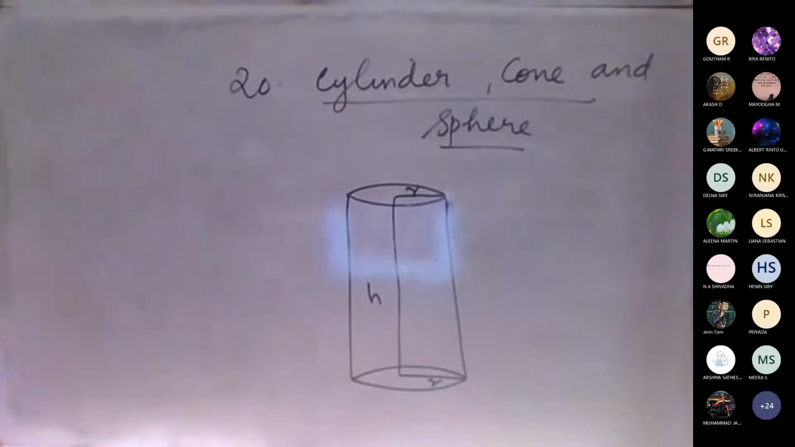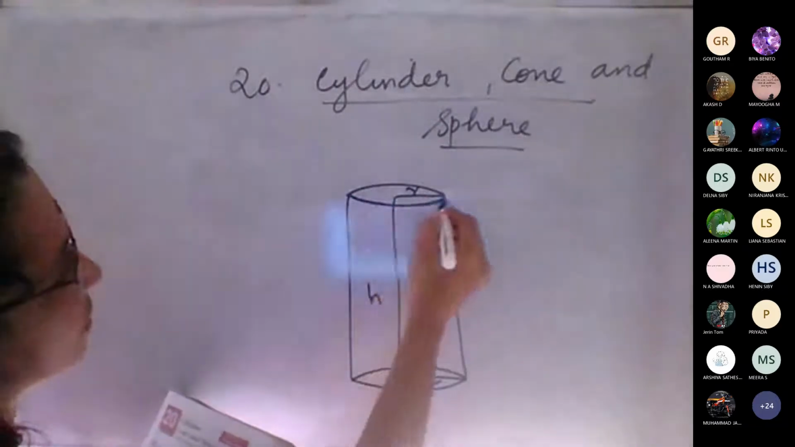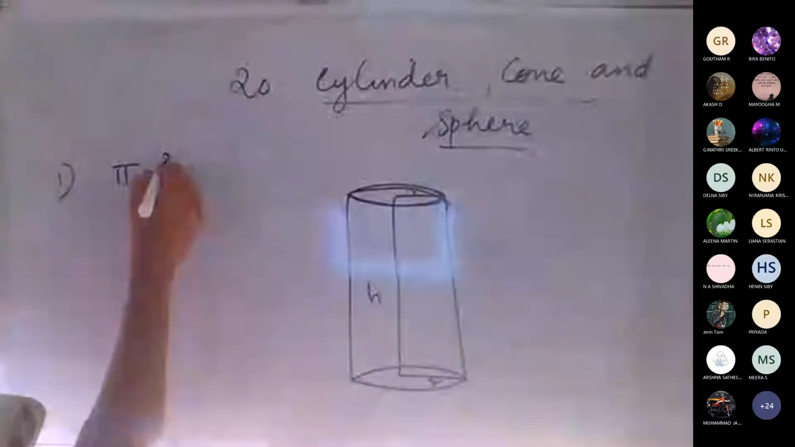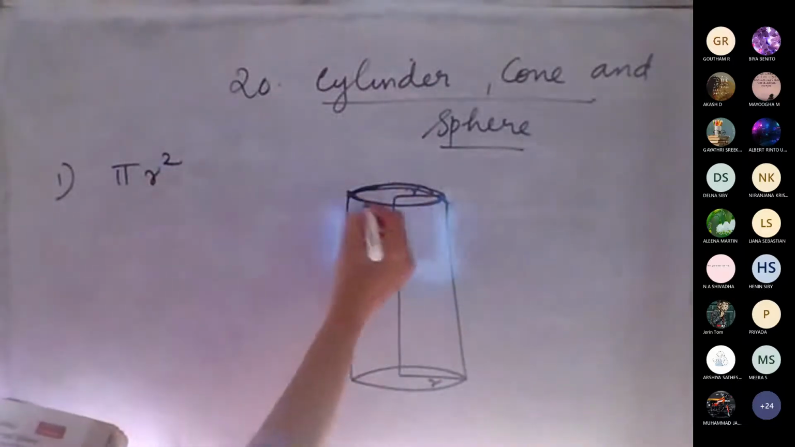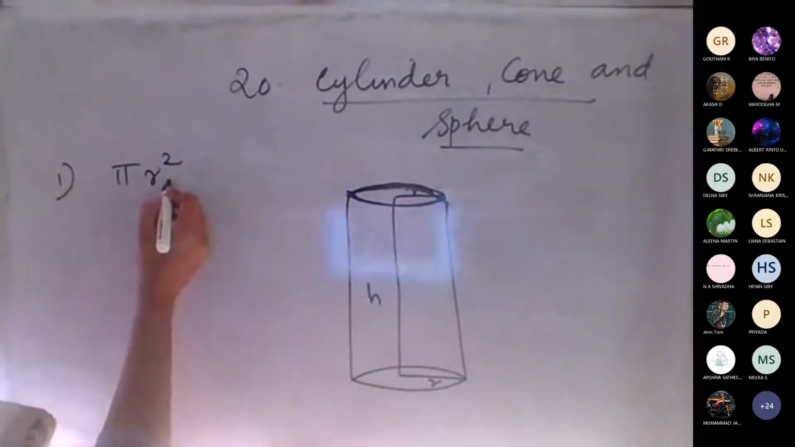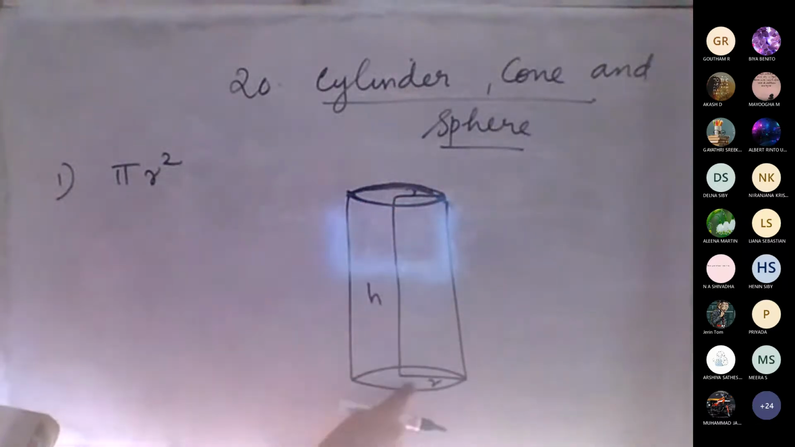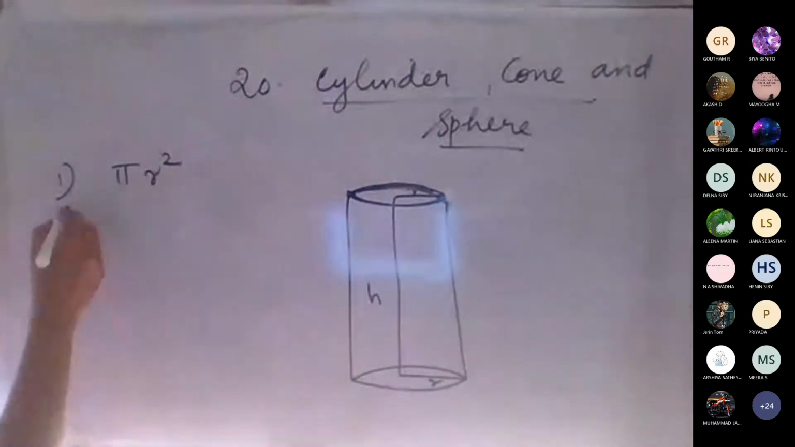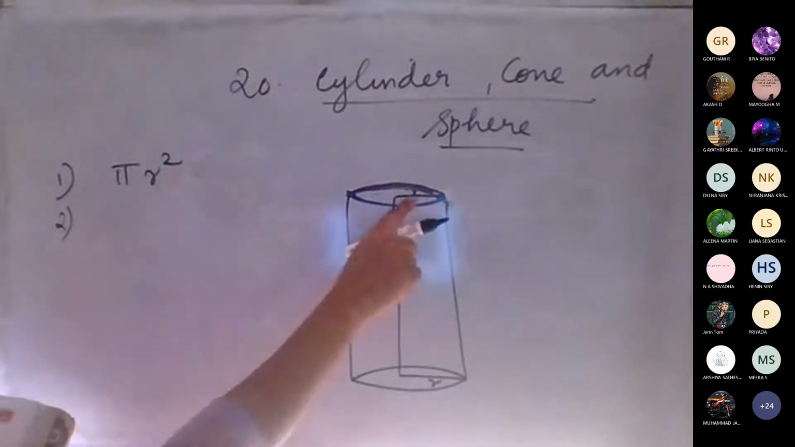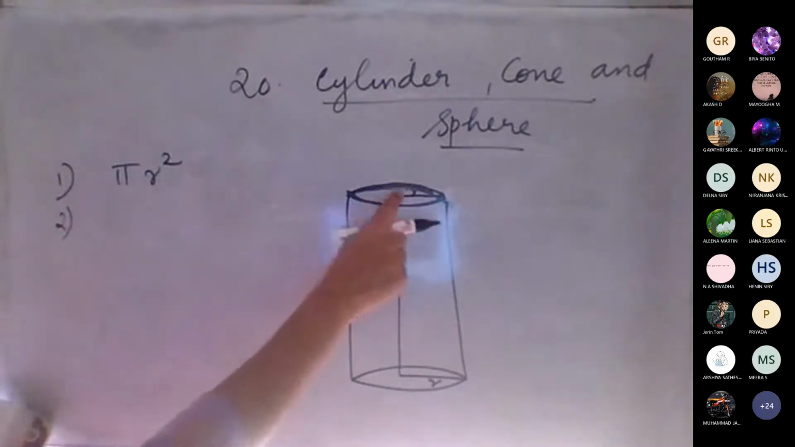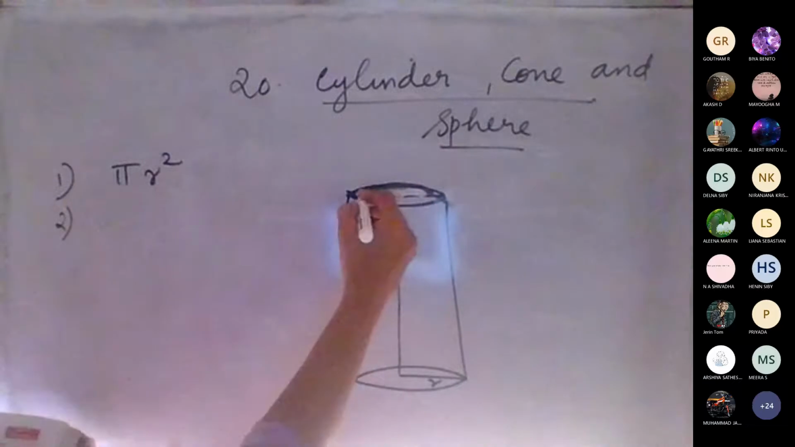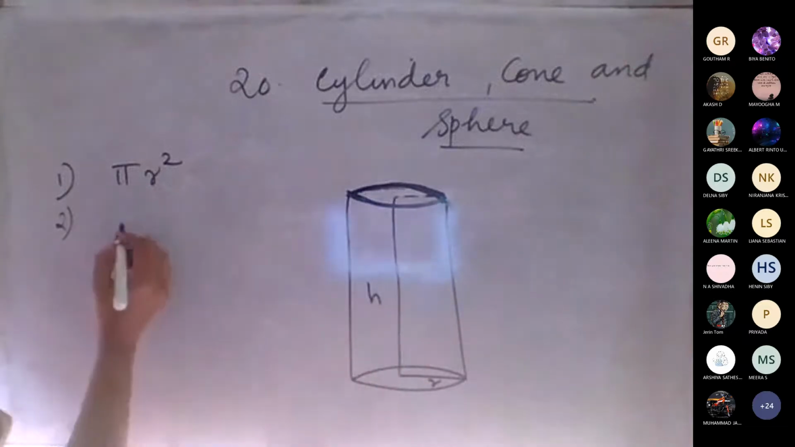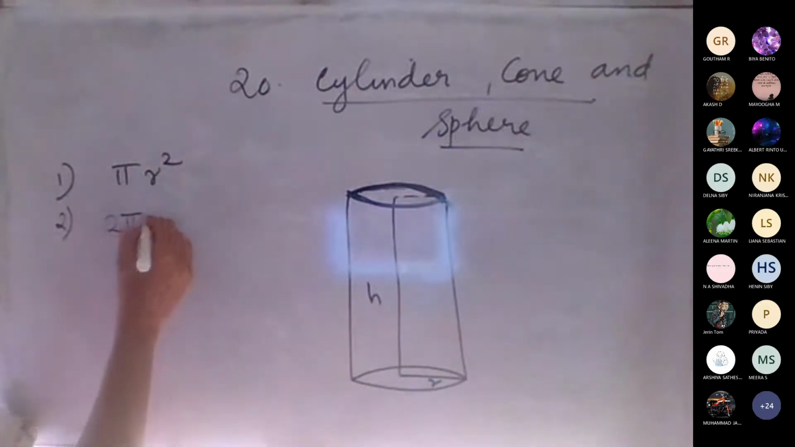Therefore, first formula: the area of the cross section. Since it is a circle, the area of the cross section is pi r square. We have two cross sections, so pi r square plus pi r square, which is 2 pi r square. Then the perimeter of the cross section, which is the perimeter of the circle, is 2 pi r.